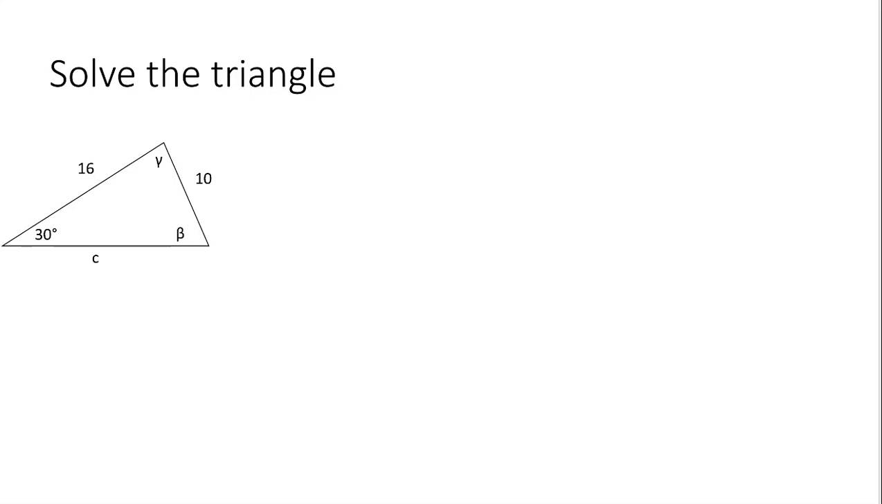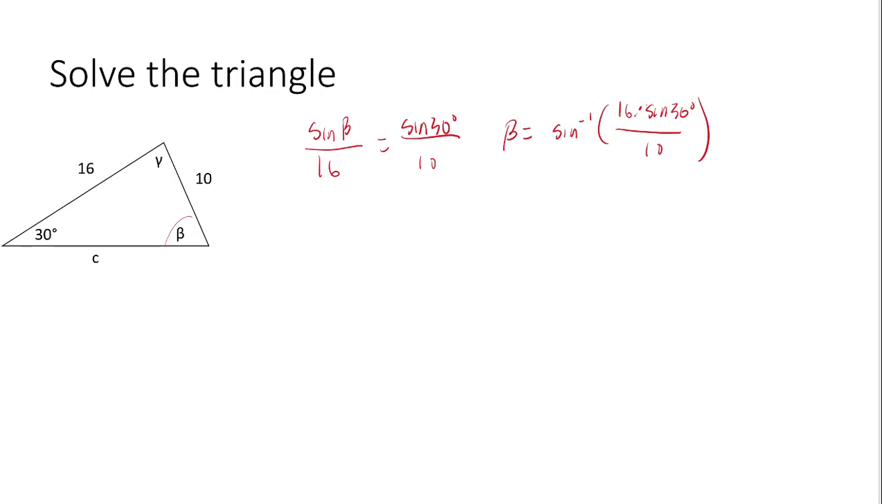Let's say we want to find beta. That would be the only thing we'd be able to find based on the information we have. So the sine of beta is to the side length of 16, as the sine of 30 degrees is to the side length of 10. So if we go through the process that we've done before and solve for angle beta, the inverse sine of 16 times the sine of 30 degrees divided by 10 is going to give me some angle, right?